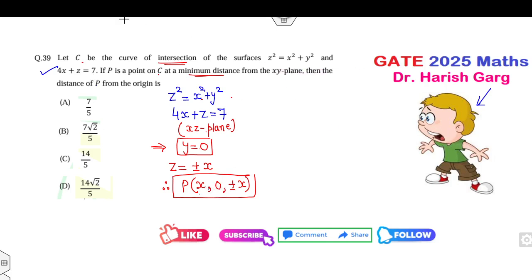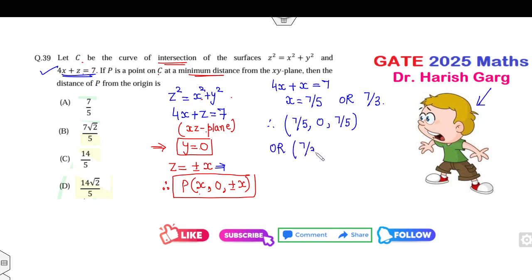Fine. Just wait. So on the point x is equal to plus minus z, I can substitute here. So this will be 4x. If I consider the first case as plus, then x is 7 over 5. Or if you consider it as minus of x, then x will be 7 over 3. Fine. So your points are 7 over 5, 0, 7 over 5, or 7 over 3, 0, minus 7 over 3. Fine, it's a plus minus. Is it okay? Now your target is to find the distance from the origin.